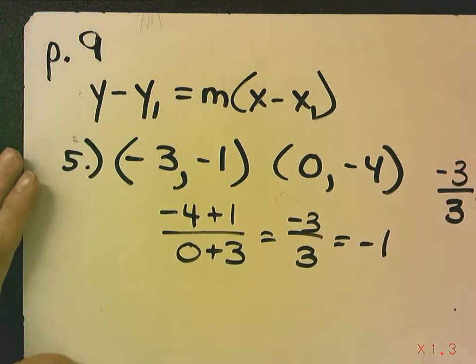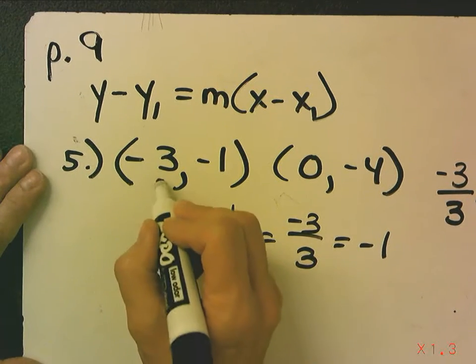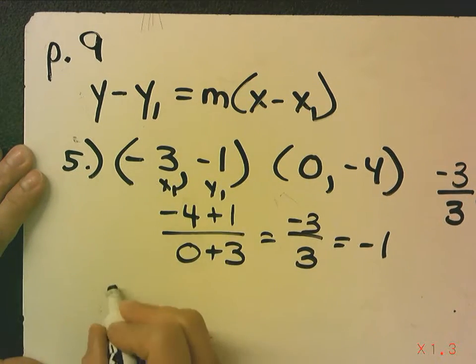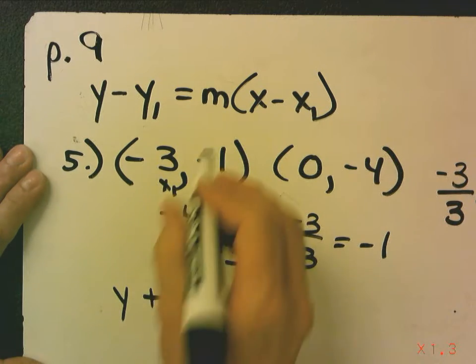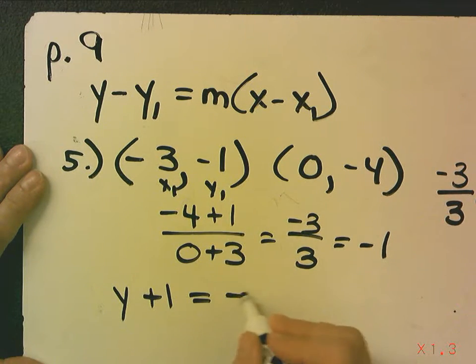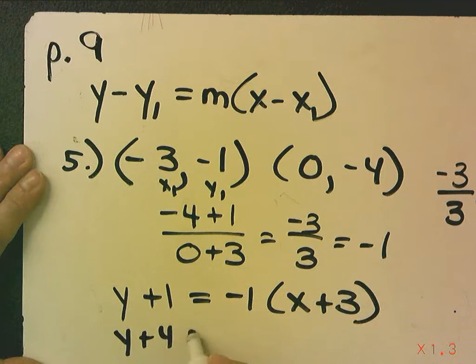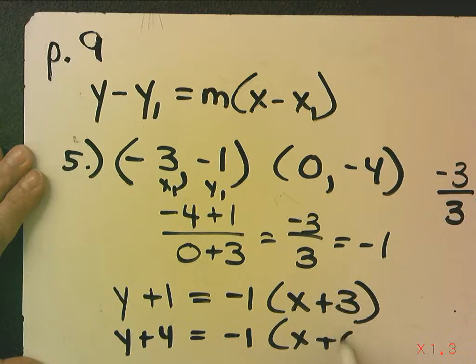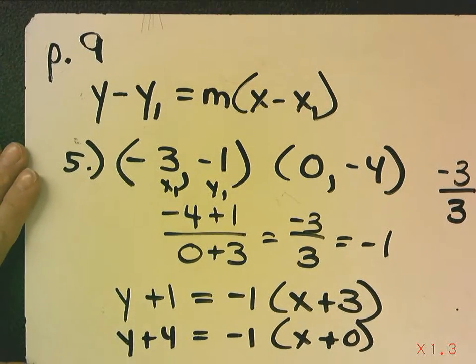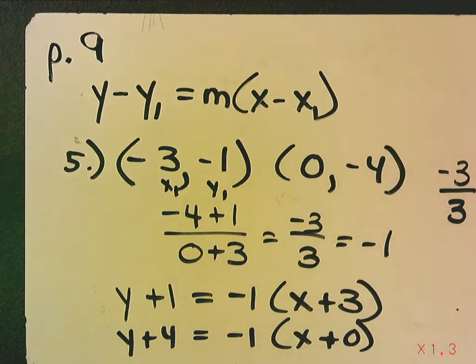So now I could have two equations in point-slope form. I could use this point, in which case I get y plus 1, minus a negative is plus, equals negative 1 times x plus 3. Or I could use this point and I get y plus 4 equals negative 1 times x minus 0. I could just write negative 1x. Okay?